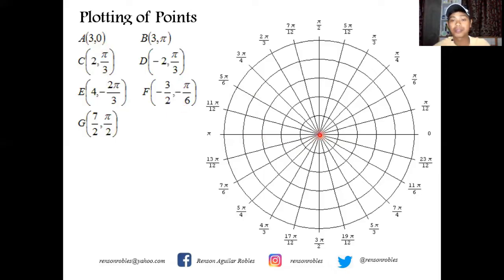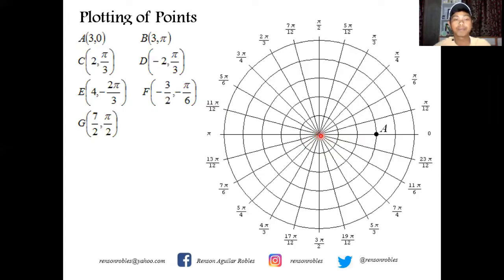This is the pole or the origin. This is the polar axis, and this is the pi over 2, 3 pi over 2 axis. So you start at the origin always. So then you look for the angle 0. This is your angle 0. And then from the origin, you count 3 units. 1, 2, 3. So this is your point A.